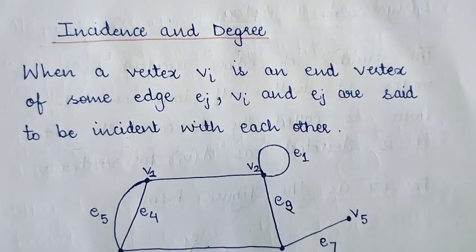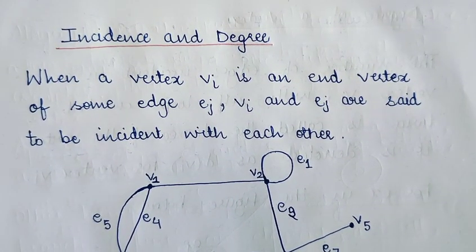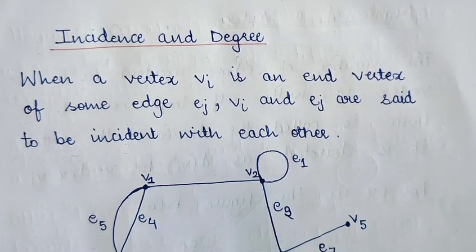Hi everyone, today we are going to study some terms related to a graph. First of all, we'll see the incidence and degree of a graph. So, what is incidence and degree of a graph?